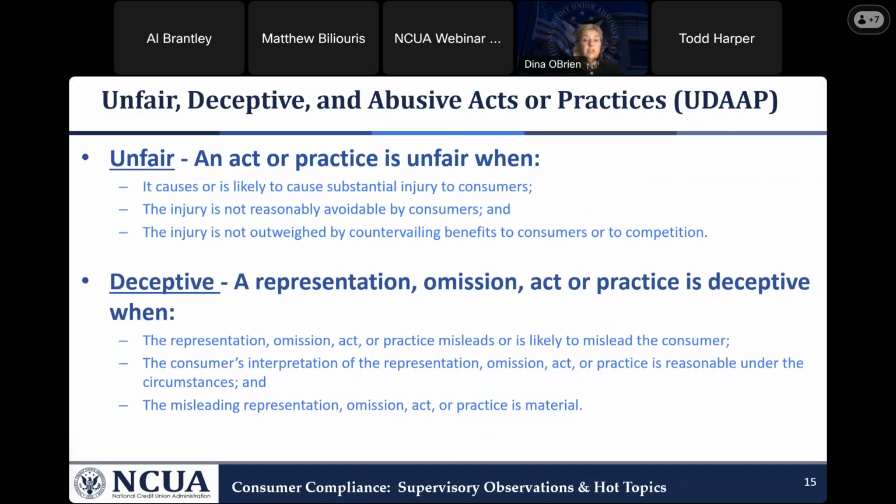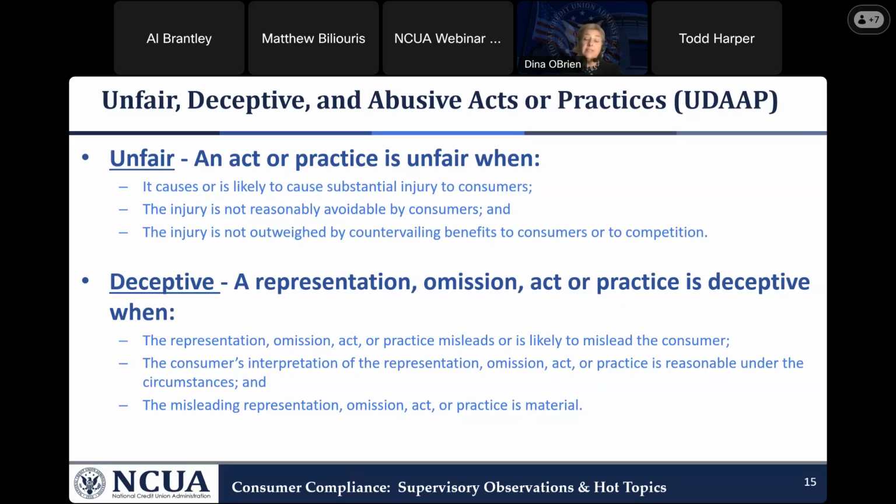FFIEC members also noted in their guidance that unanticipated overdraft fees may result in heightened risk of unfairness and/or deception under Dodd-Frank's UDAP provision, which prohibits unfair, deceptive, or abusive acts and practices, and under Section 5 of the FTC Act, which prohibits unfair or deceptive acts or practices. As shown in this slide, under UDAP, an act or practice is unfair when it causes or is likely to cause substantial injury to consumers, the injury is not reasonably avoidable by consumers, and the injury is not outweighed by countervailing benefits to the consumers or competition.